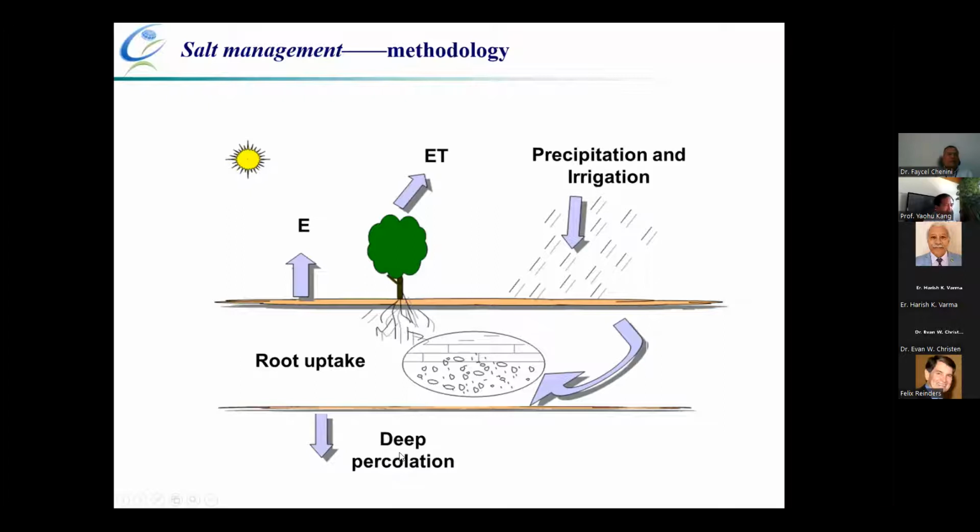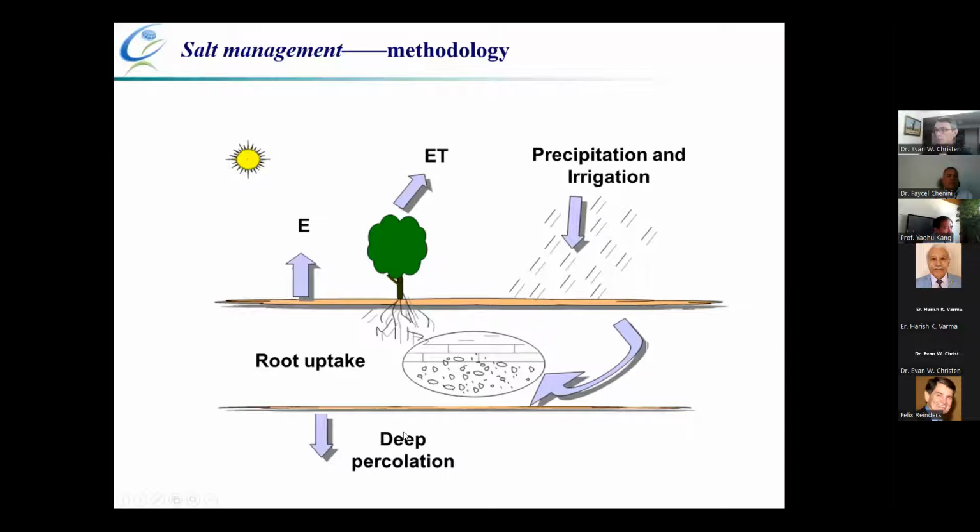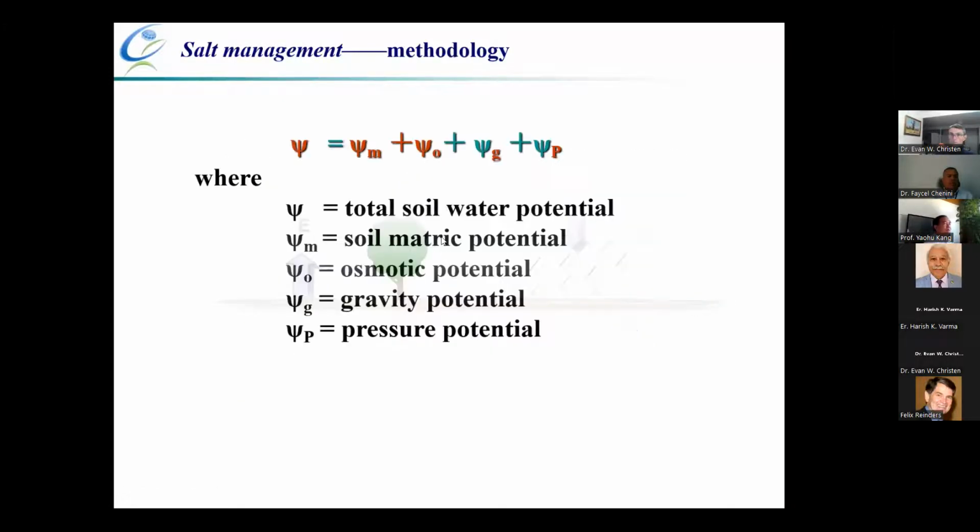But if we do not control the deep percolation well, if there is too much water, that means water is wasted. Too little water, and the salt may not be leached. So how to make the system create the correct deep percolation is important.